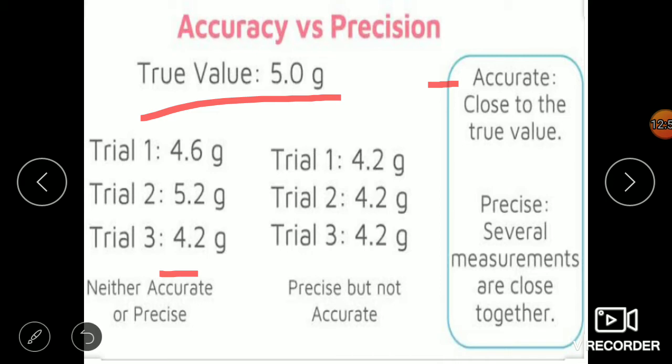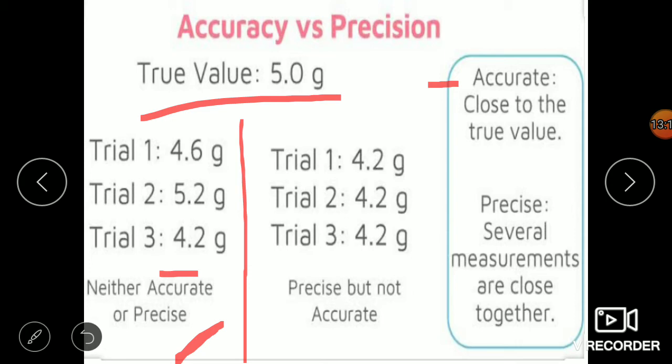So your values are not matching with the true value. So what will be your conclusion? The values are neither accurate nor precise. These values are not common, so it's not precise. There is no closeness among the values, so it's not precise, and moreover the values are far away from the true value, so these are not accurate as well. So you understood that these values are neither accurate nor precise.